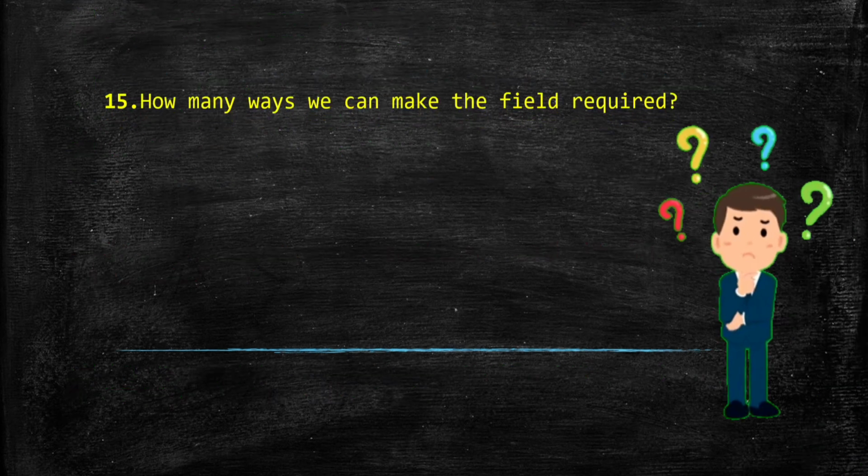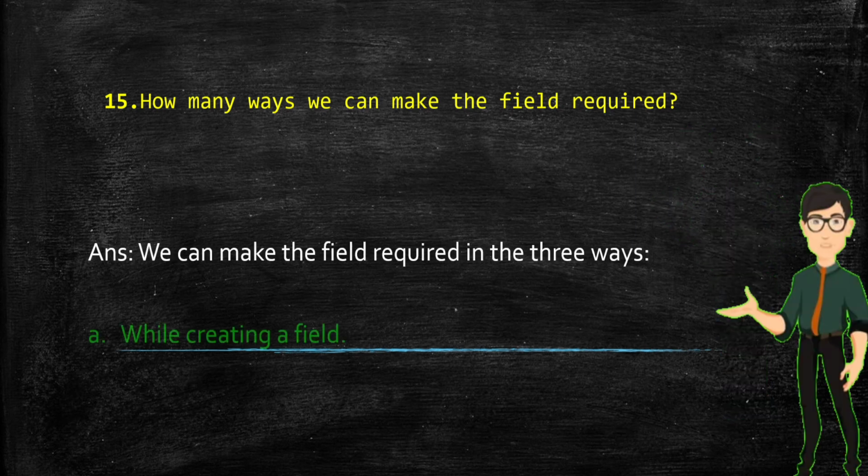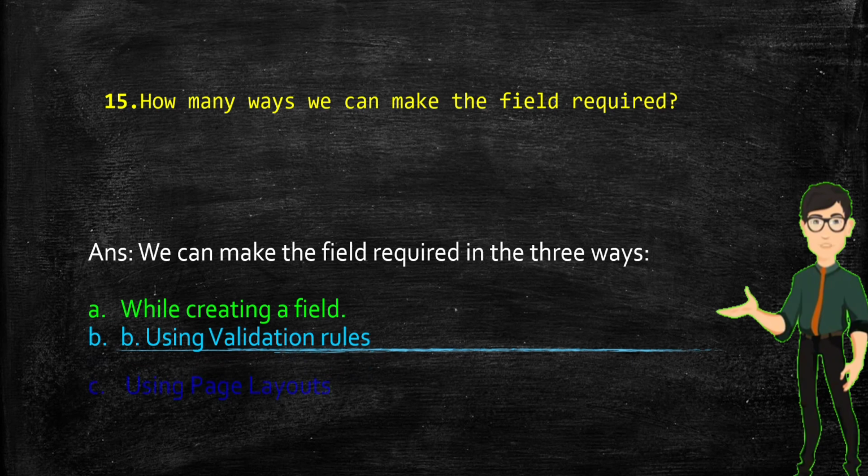How many ways can we make a field required? There are three ways to make a field required: while creating the field, using validation rules, and the last one is using the page layout. These are the three ways we can make a field required.